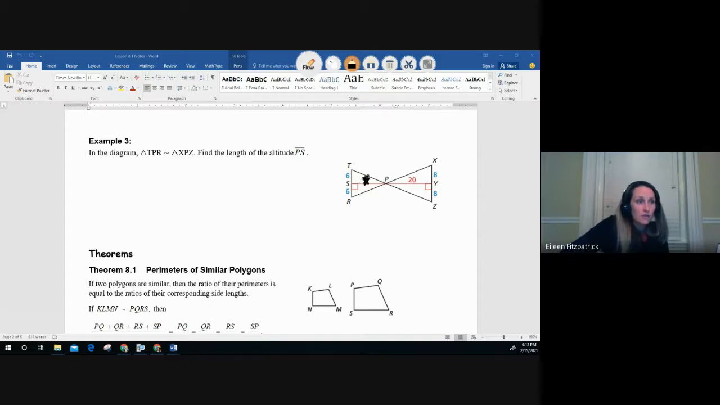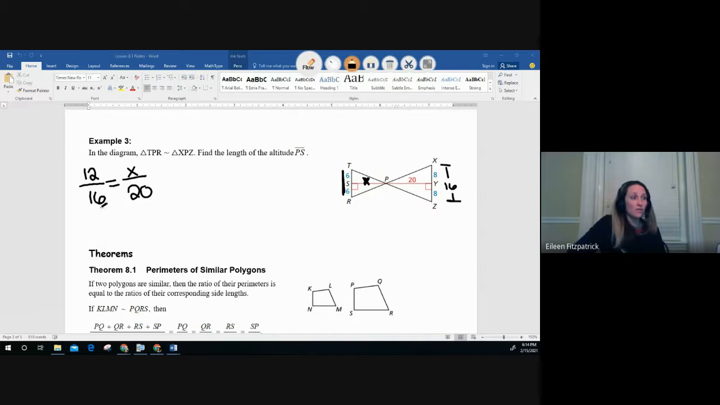Okay. So just like I did in the example above, I could say that this side of the triangle, which is 12 units long, corresponds to this side of the triangle, which is 16 units long. And that's going to be equal to the altitude of this triangle, which is x, over the altitude of this triangle, which is 20. Again, that is not the only proportion.